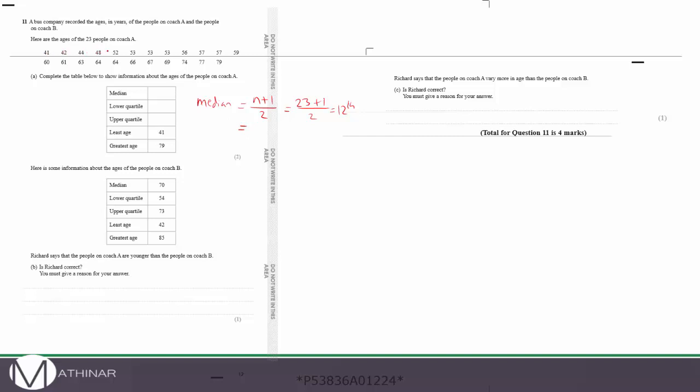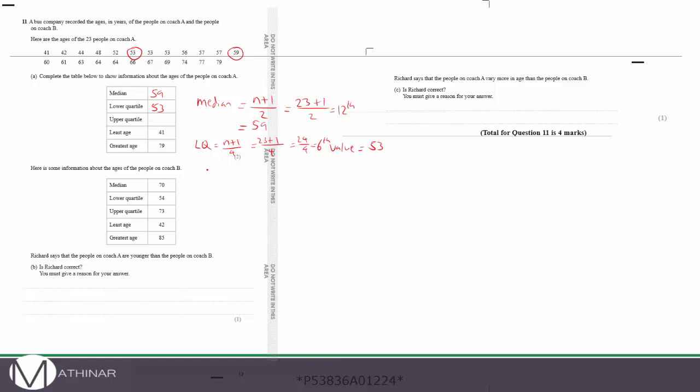So 1, 2, 3, 4, 5, 6, 7, 8, 9, 10, 11. This here is the 12th person. The 12th person was age 59. Next we want to find the lower quartile. The formula for that is n plus 1 divided by 4. N is again 23, so 23 add 1 divided by 4 is 24 divided by 4, which is 6. So that's the sixth value. Now the sixth value, 1, 2, 3, 4, 5, 6 is 53. So your lower quartile is 53.